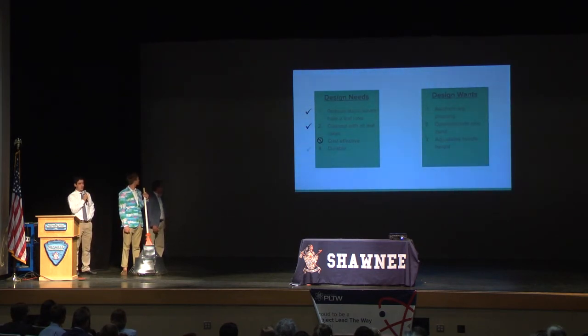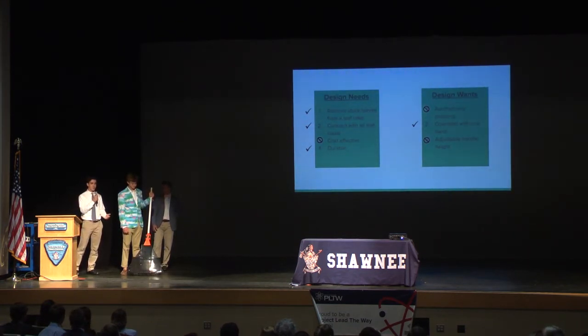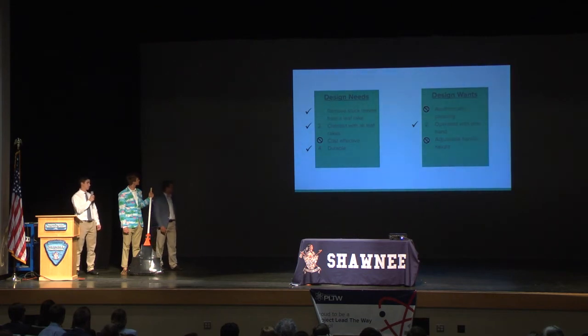So we looked back at our design needs and design wants in terms of what we had actually accomplished and what fell short. As you can see, it does remove stuck leaves and all debris from a rake, and it does connect with all leaf rakes, although the process of taking it off and putting it on another one is a little slower than we would have liked. Now, it is durable, as shown by the durability test, but it is not that cost-effective yet. That can be fixed. It's not aesthetically pleasing. Again, that can be fixed if we change the materials and have one integrated sheet of thermoplastics, but it can be operated with one hand. And unfortunately, it doesn't have an adjustable handle height, but again, that was negotiable in the beginning.